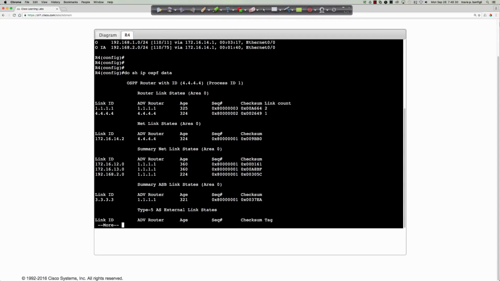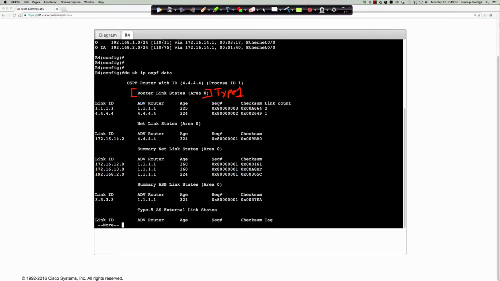Now, what you'll notice here is that it's going to list out the information sort of in LSA order. And what I mean by that is at the very top, we have our router link states, and it tells us there, for area 0. So this is an LSA type 1, or a type 1 LSA, and that's the router LSA. Now the type 1 is generated by every router in an area, but it's local to the area.